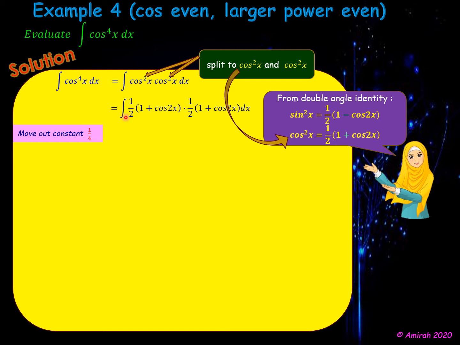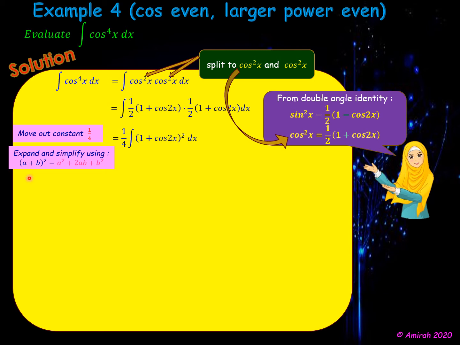And then we need to move out the constant 1 over 4. How do we have 1 over 4? Because we multiply half and half. So we get 1 over 4, and because 1 over 4 is a constant, we can move it out from the integration sign. Then we have 1 plus cos 2x times 1 plus cos 2x, which can be written as 1 plus cos 2x bracket squared.